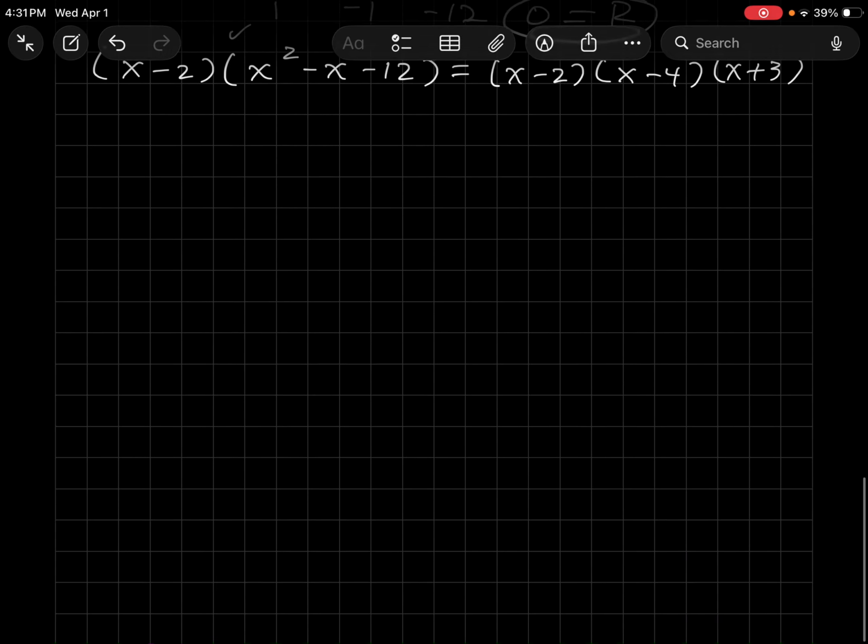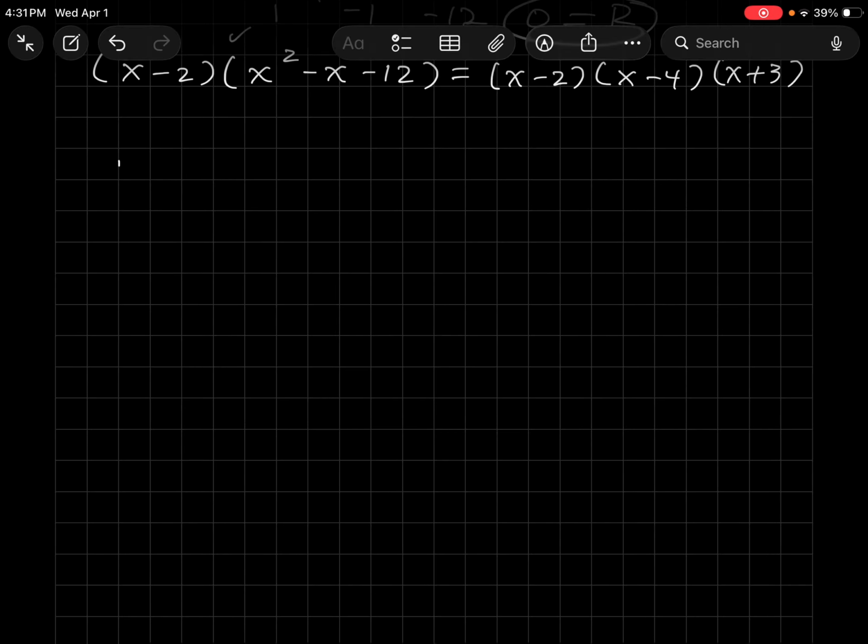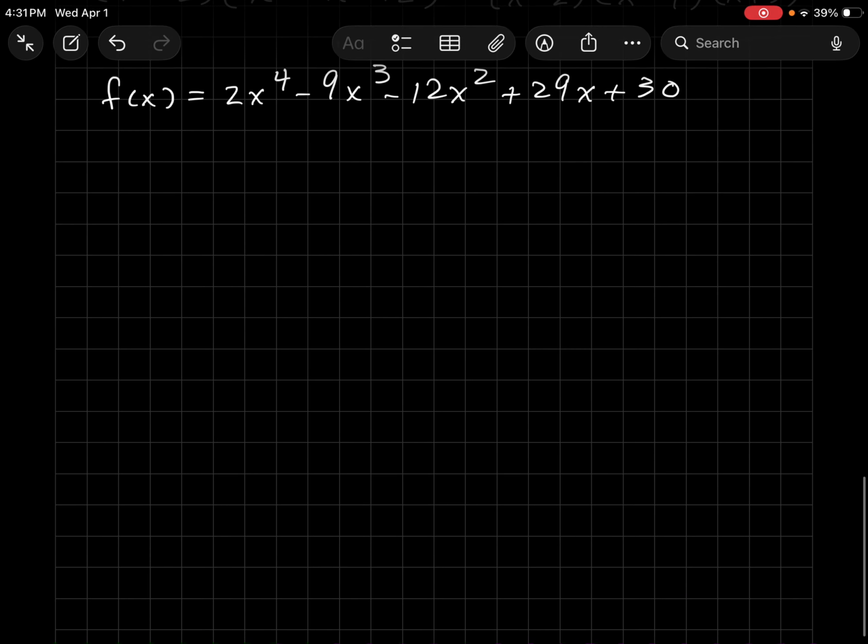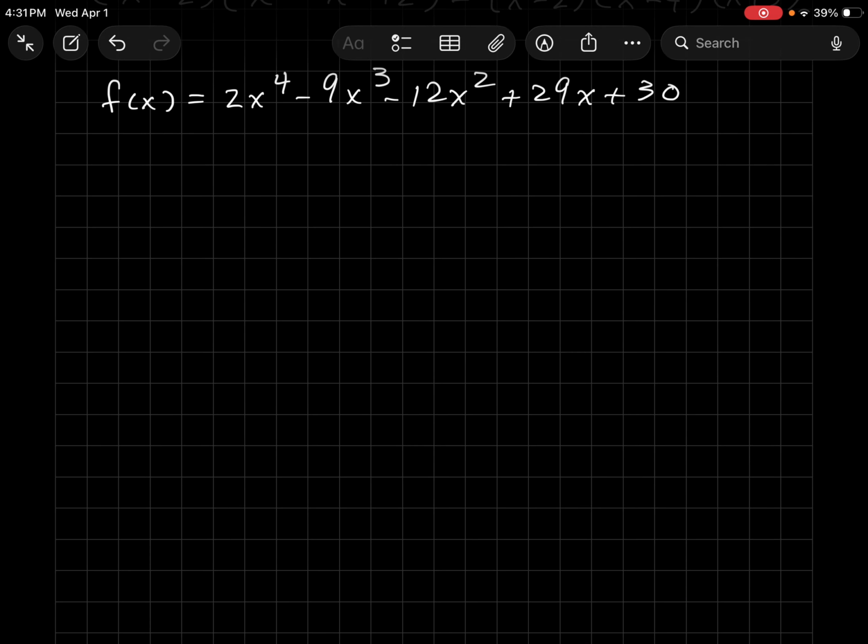Let's try one more. What if we have f of x equals 2x to the 4th minus 9x cubed minus 12x squared plus 29x plus 30. Oof. What are the possible rational zeros or possible rational roots? Well, it's all the factors of 30 in term plus or minus divided by all the factors of 2.